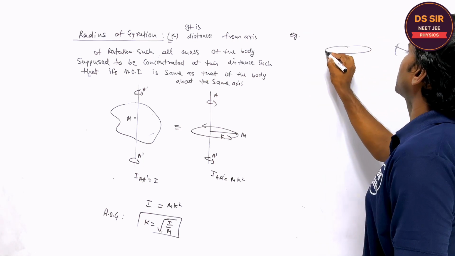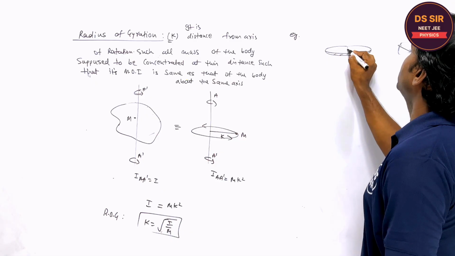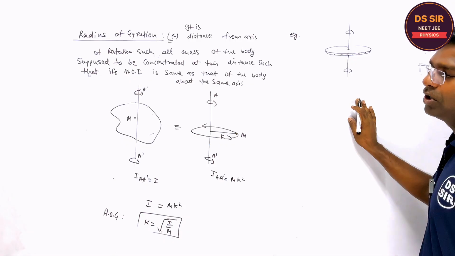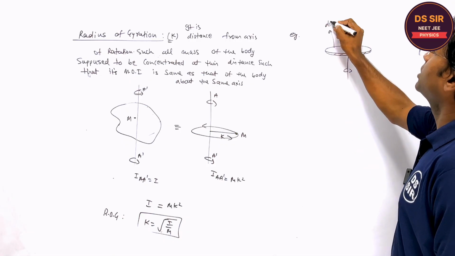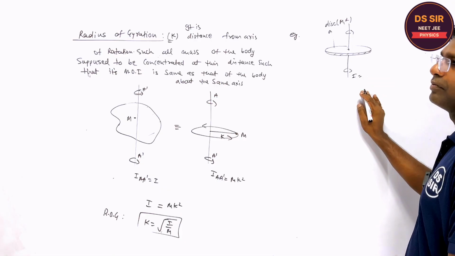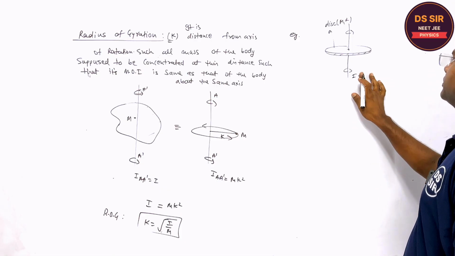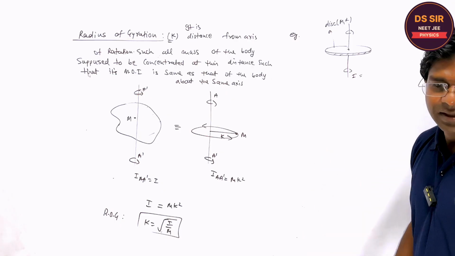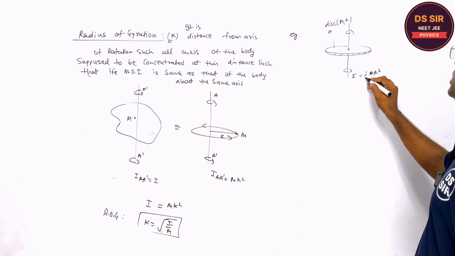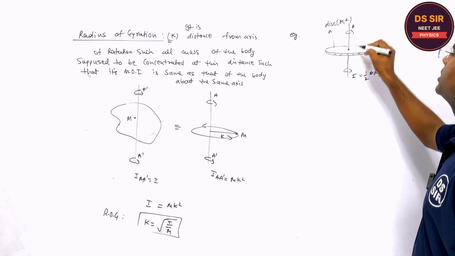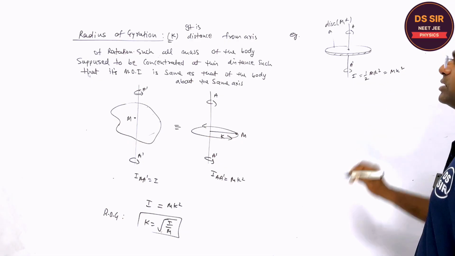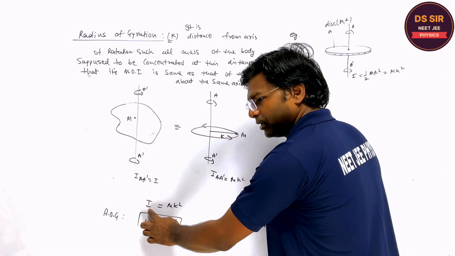Suppose this is the disk, and this is the axis of rotation. About this axis of rotation, disk means the mass and radius are given. What is the moment of inertia? It is mr square by 2. And if you want to find the radius of gyration about the same axis, just put it equal to mk square. That's it. Find the moment of inertia.